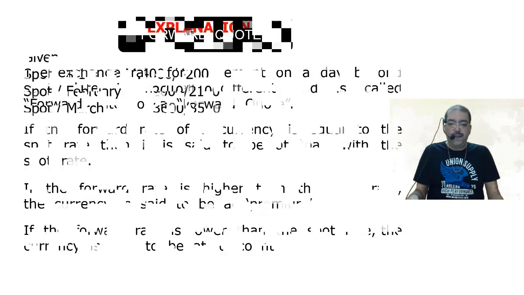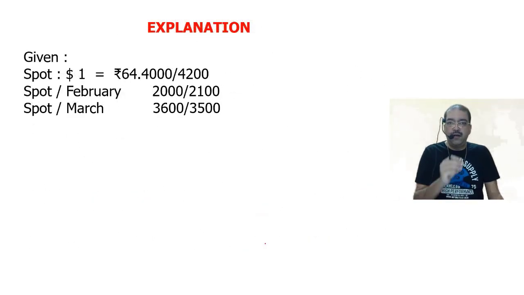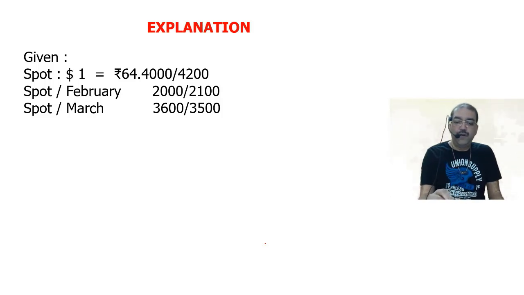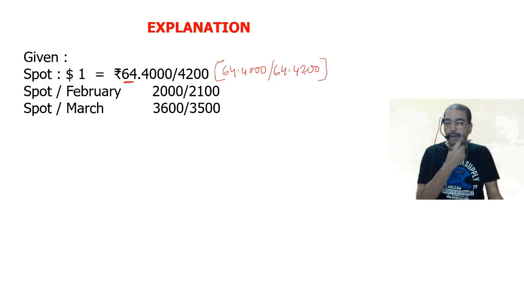Okay, so let us see. I give you this data. You can write it down in your book because I will be explaining with reference to this data. Spot rate is given, $1 is equal to 64.4000 by 4200. What is the meaning of this? When the integer is the same, I don't write the integer again, but it actually means 64.4000 by 64.4200. This is the actual meaning. But since the integer is the same, I need not write the integer again and again. So I write only the decimal portion because the decimal portion is different.